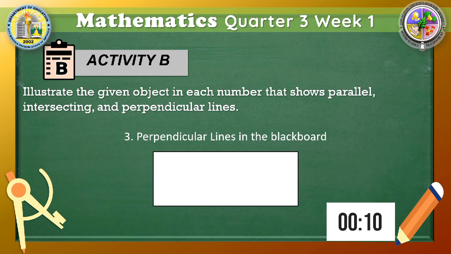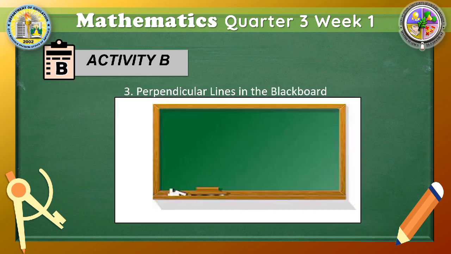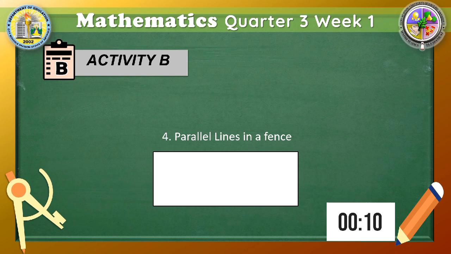Time's up. Let me check your work. Yes, that's the blackboard. Look at the line. Can you see that red line? Very good. Now let's proceed to number 4, parallel lines in a fence. I give you another 10 seconds.